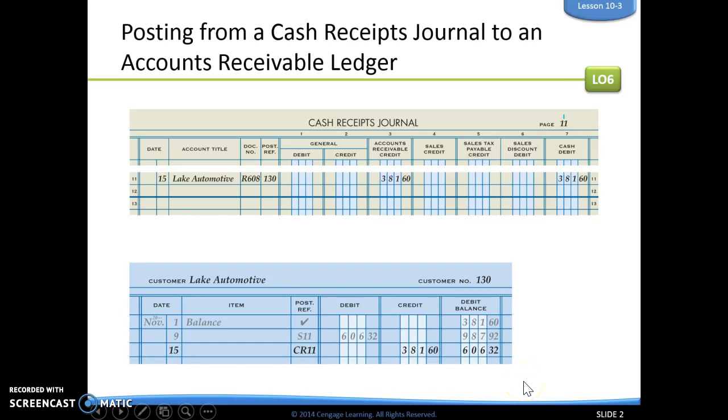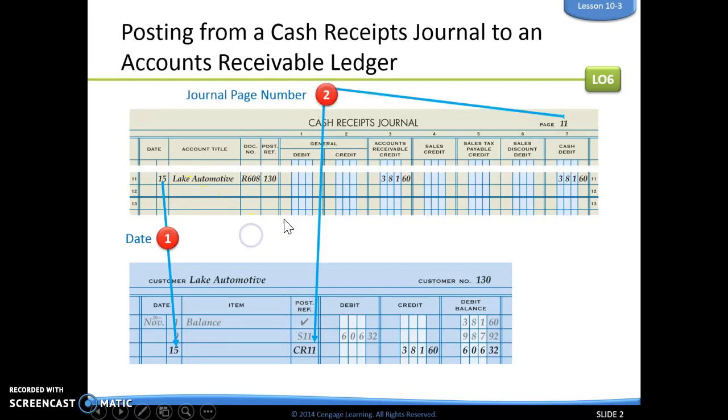So first we're looking at posting from the cash receipts journal to the accounts receivable ledger. So here's where we're going to be posting the individual lines to the customer accounts. So our first one, we're posting to Lake Automotive. We start with our date. We're then going to put in our source document, or not our source document, but our journal page. So here we're going to put CR for cash receipts journal, and then 11 for page 11.